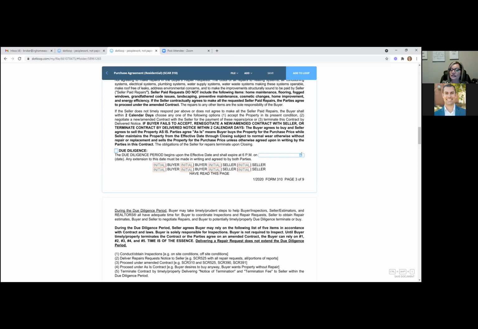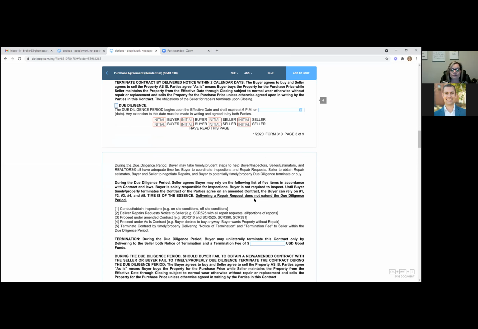It's not like a repair request. A repair request, the seller has 2 calendar days afterwards, not on a due diligence. On a due diligence, that's the entire time right there that you have to get your inspections done, get your repair request to the seller, and the seller to respond. So make sure that you allow enough time for the seller to review and respond. A lot of people do not realize that.